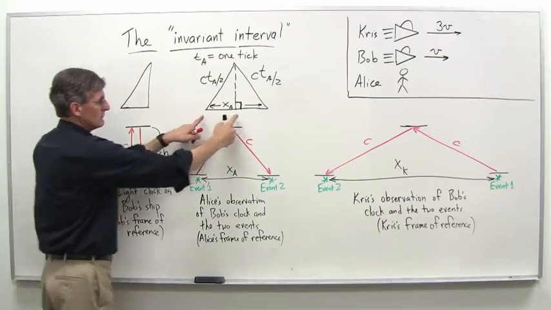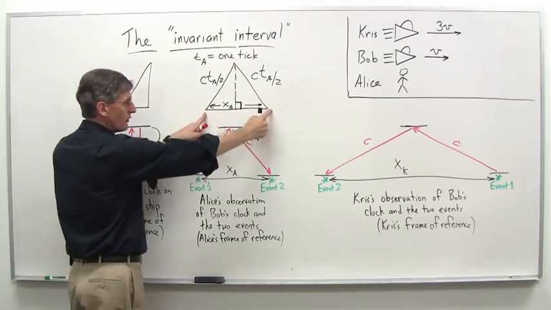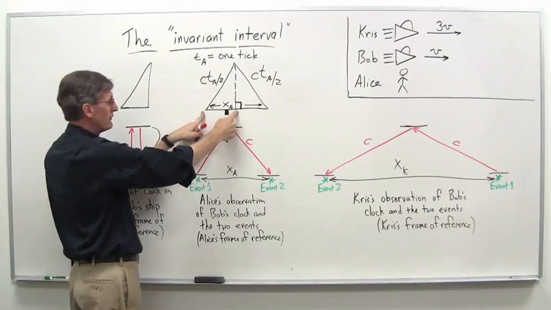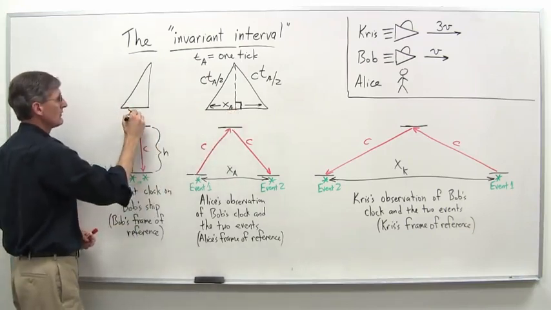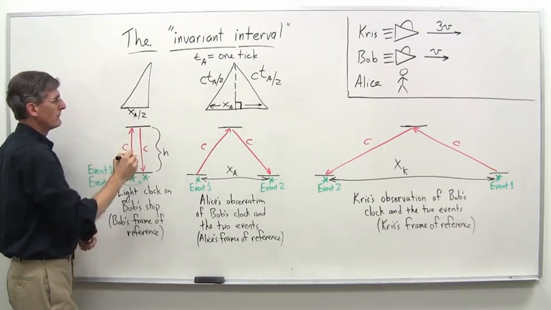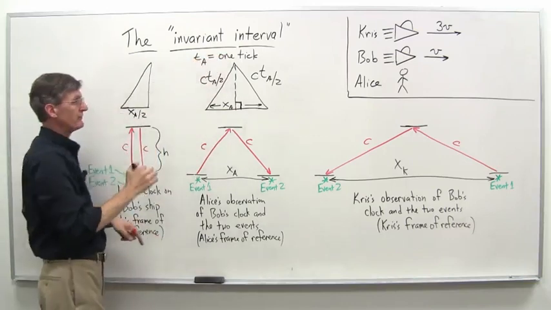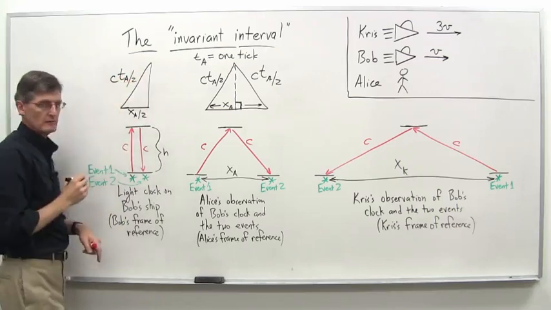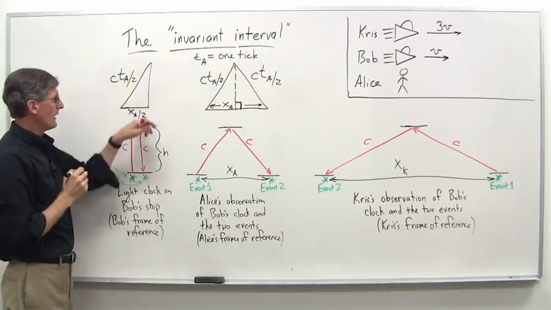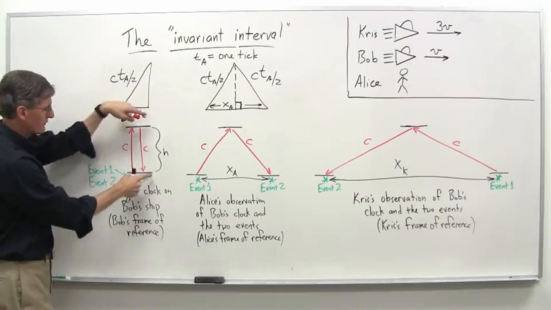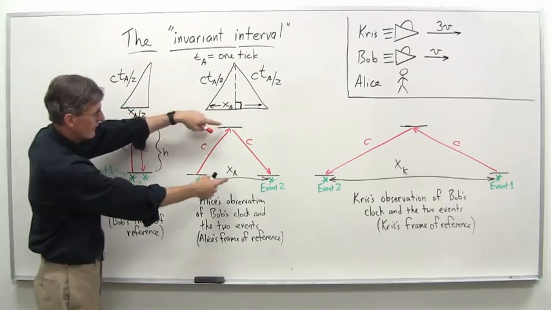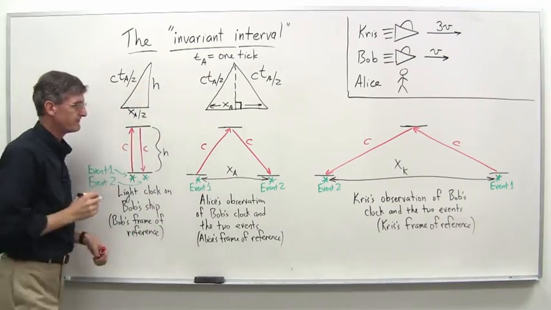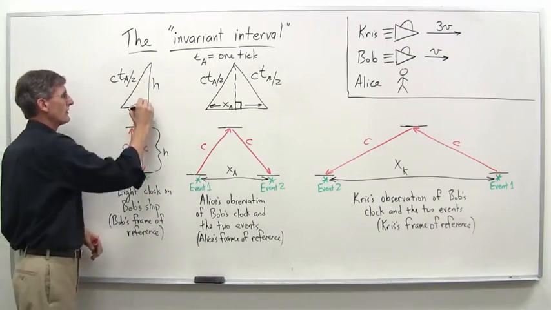So this distance here is half of the whole distance by symmetry. We've cut it down the middle here. So this is xa over 2. This light here is c ta over 2, speed of light times half a tick by definition. And what about this part here? Well, remember, that's just the height. That is the height of our light clock, Bob's light clock. And so this is h. And this is the right angle.